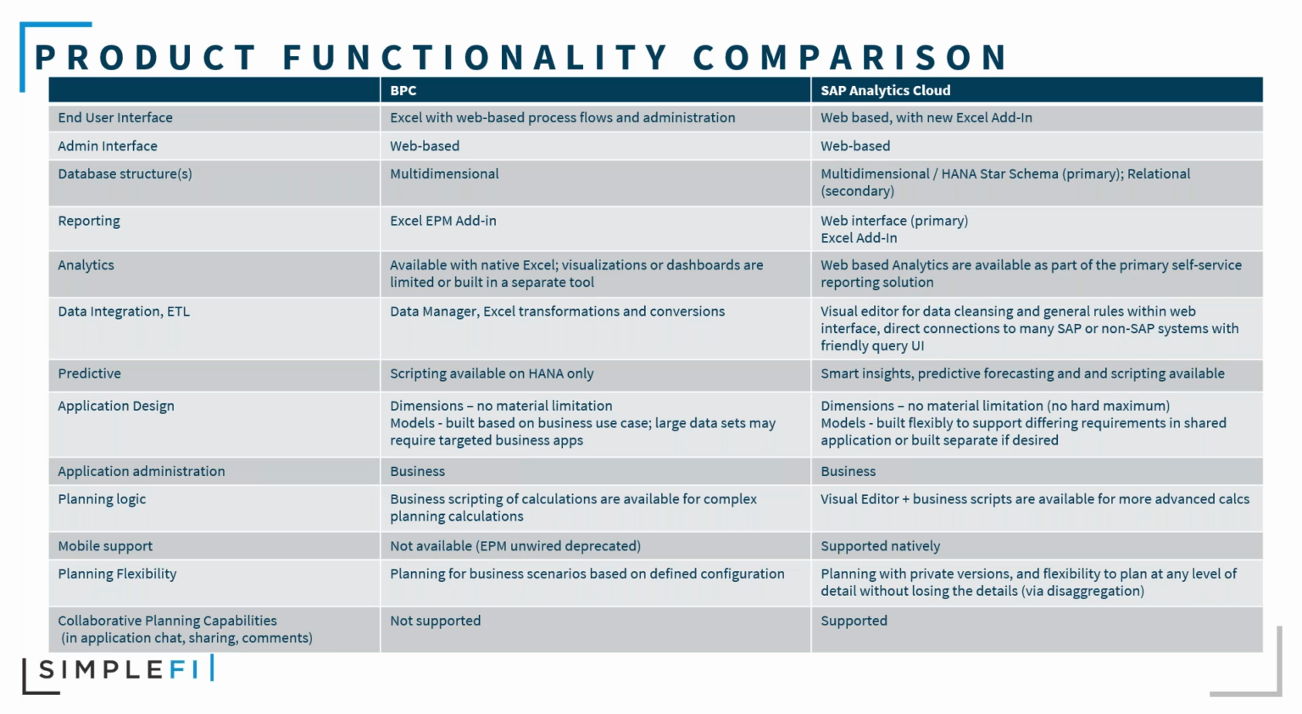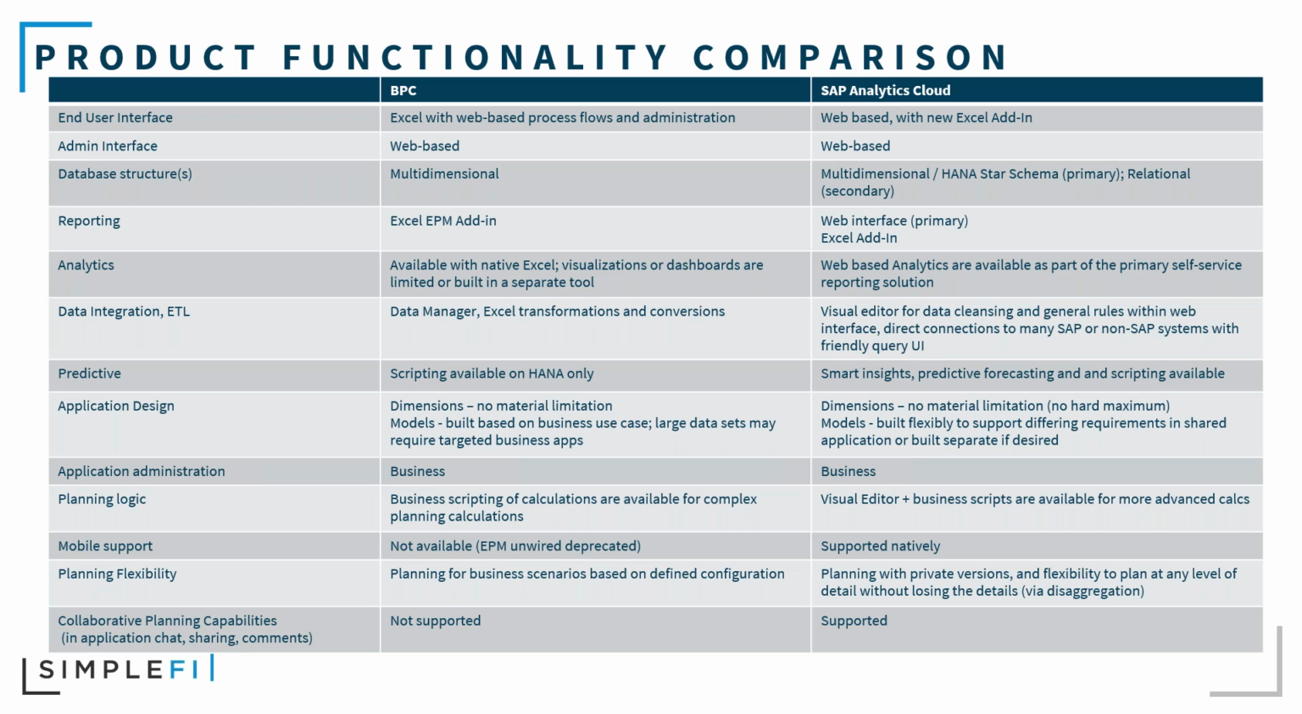Database structures are the same. We already talked about the reporting and the analytics. From a data integration standpoint, obviously BPC has Data Manager. You build your transformations and your conversions through those Excel files, pulling them up via Excel. SAC is a little bit different. All of that is primarily web-focused. The UI and everything is really driven through the web, where you have the ability to set up those rules, but it's all within the web interface.